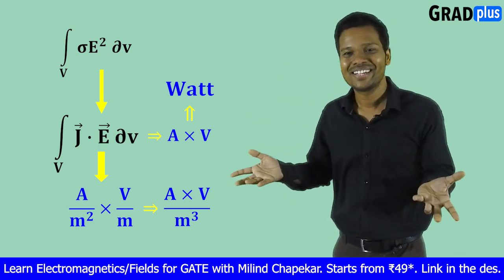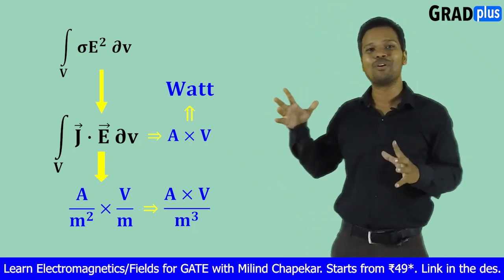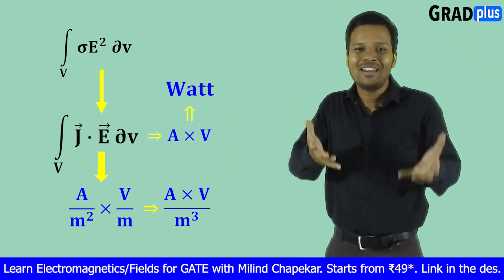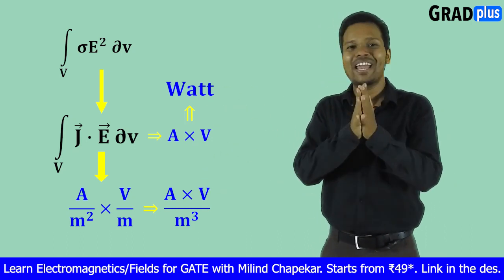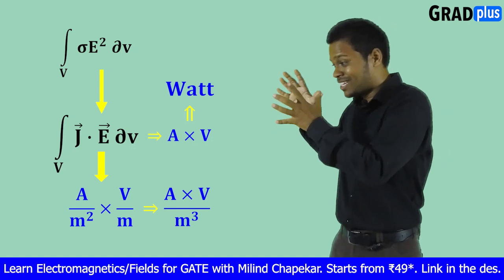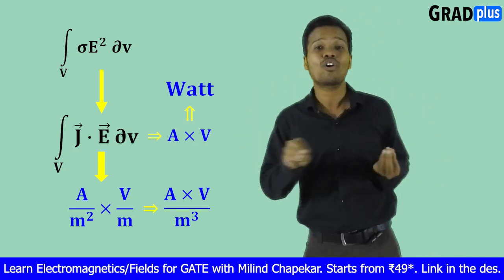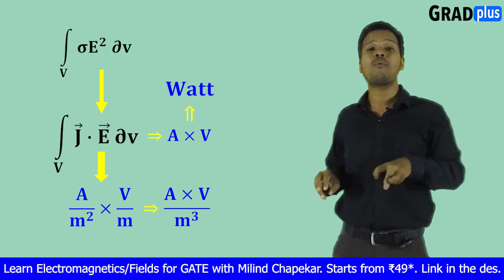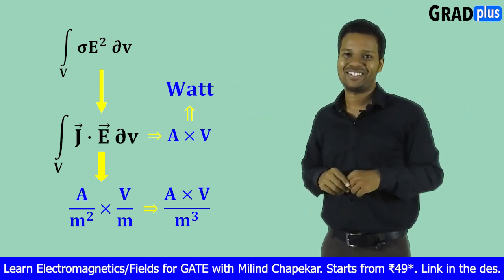Very simple. So this term, the second term in your Poynting vector, many students may write it in the first place, but what I am trying to convince you is that this term in your Poynting theorem is analogous to the Ohmic power dissipated in your volume of interest.